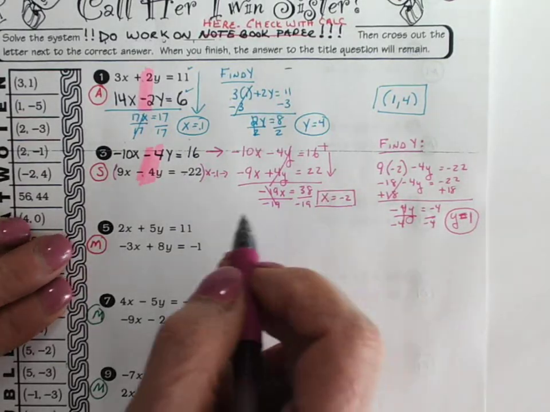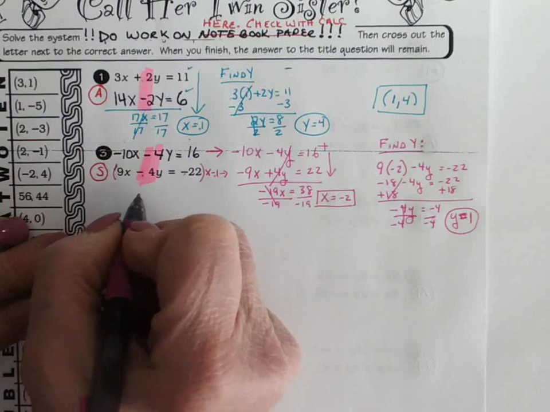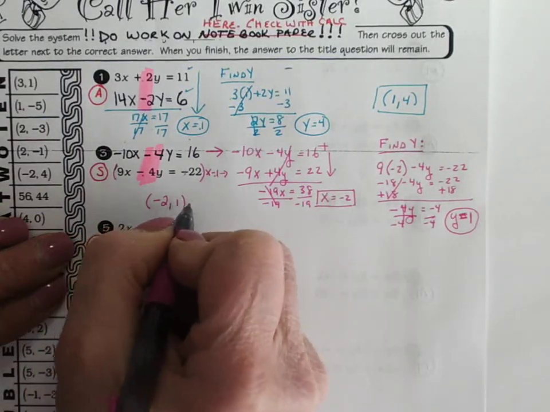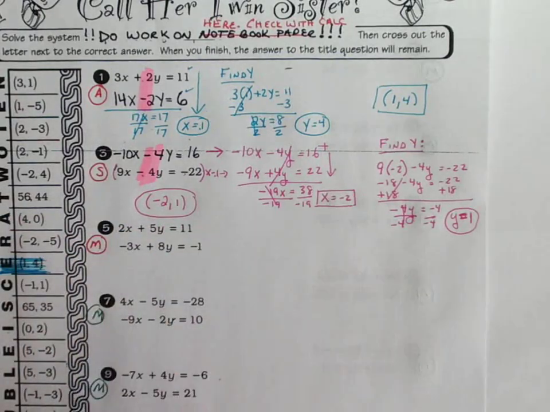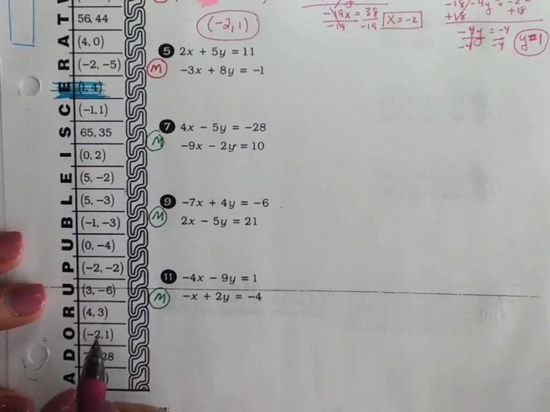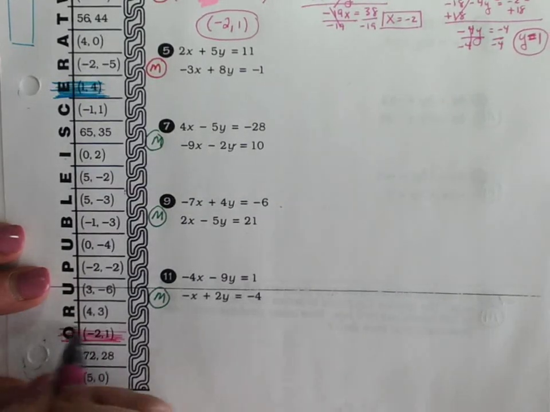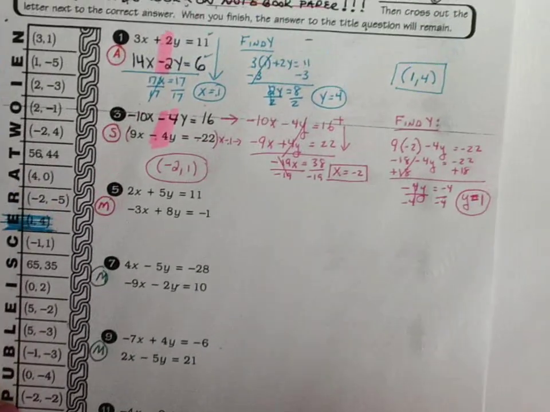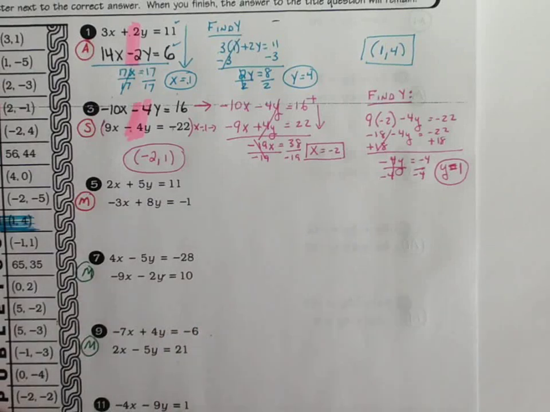Okay, so the answer to number 3 is the ordered pair negative 2, 1. So I look for negative 2, 1, which is down here, and I cross that out. All right, so now here's the multiplication problem.